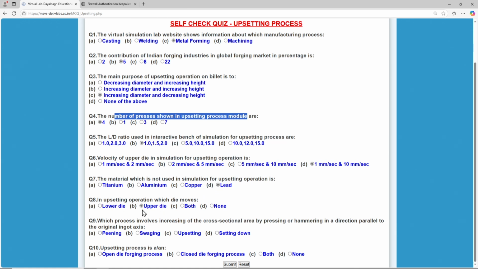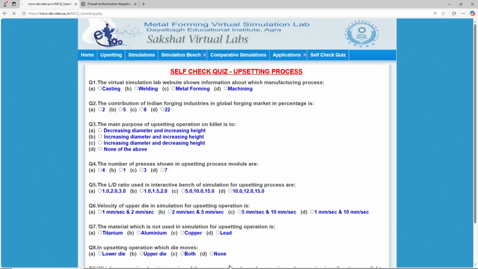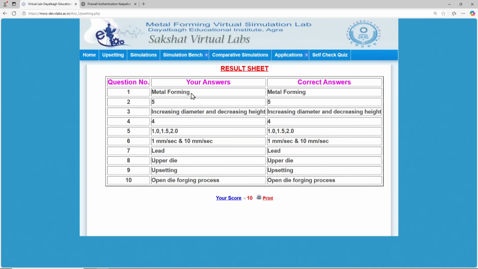Upper die moves. Which process involves increasing the cross section area by pressing or hammering in a direction parallel to the original ingot axis? It is the upsetting process. Upsetting process is an open die forging process. Let me submit. Once I submit, they show my answer. Column 3 is the correct answer. In total we have scored 10 out of 10 points, and this is the simulation on the upsetting process.